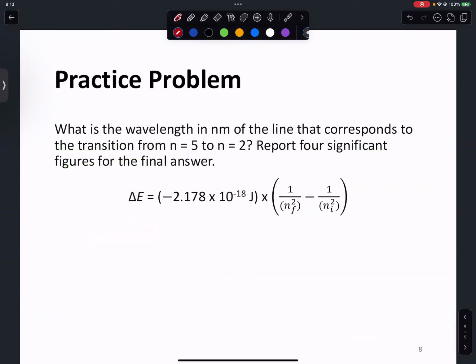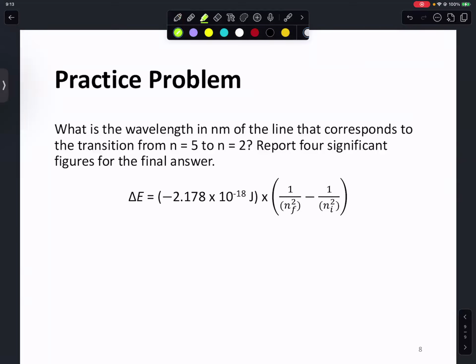All right, now let's look at this practice problem. And as you see, I put the equation for you since you have it on your formula sheet. And another thing I want to mention, you're not responsible for reporting the amount of sig figs. The sig figs will be given to you on how many to report.